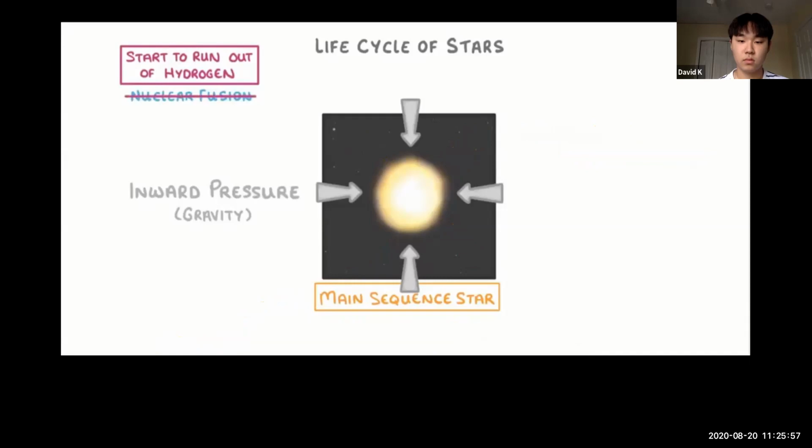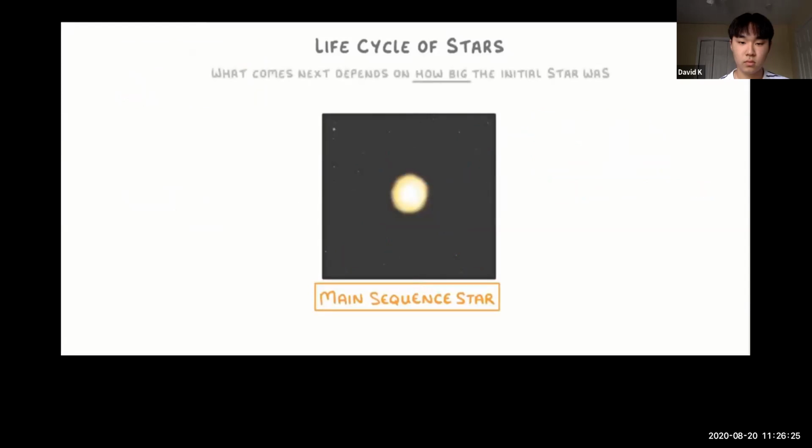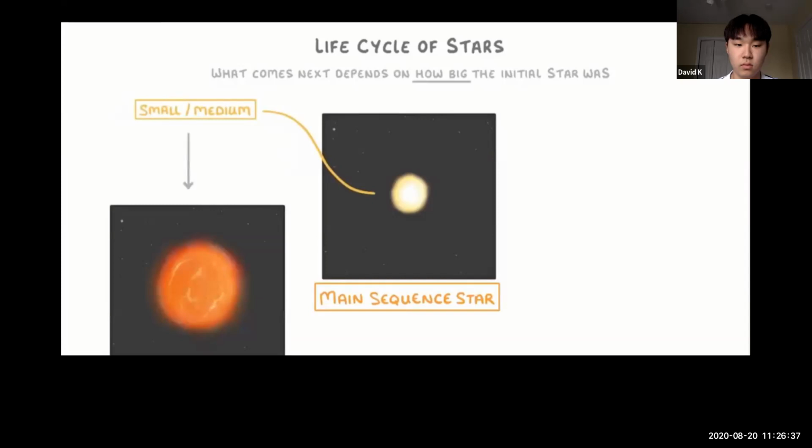And so the inward pressure of gravity takes over and contracts the star into a small ball until it's so hot and dense that nuclear fusion can start up again, which will cause it to expand again. This time though, instead of just forming helium, the nuclear fusion will form heavier elements, including all the elements up to iron on the periodic table. Exactly how much the star expands depends on how big the initial star was. If it was a small to medium star, like our Sun, then it will form a red giant.